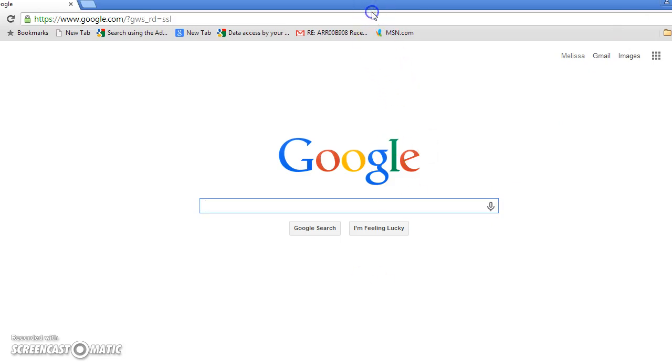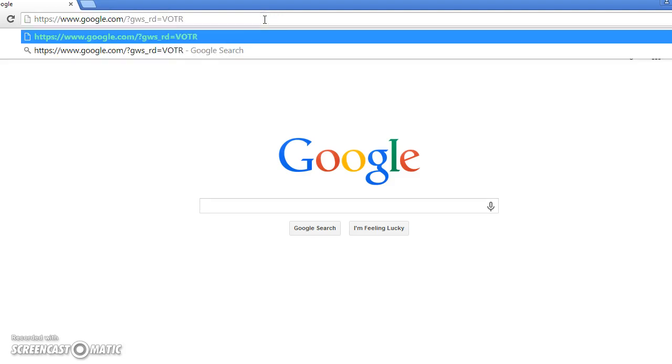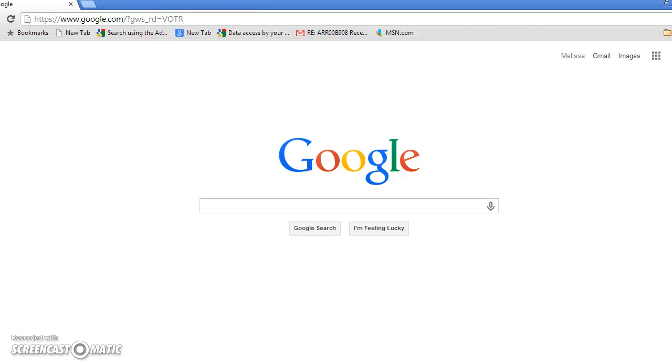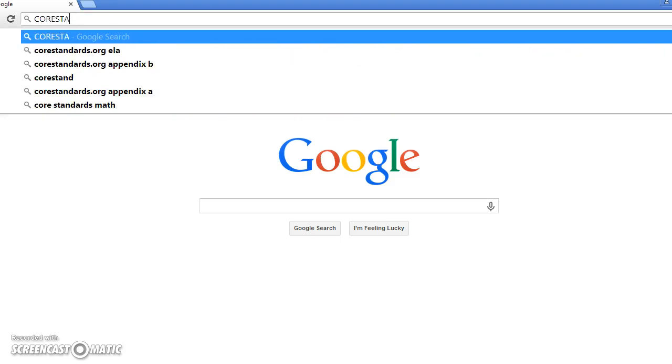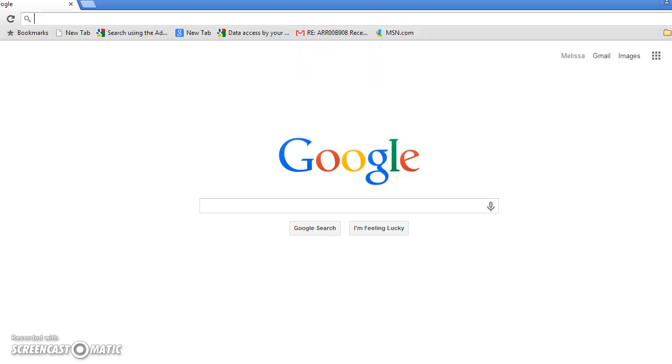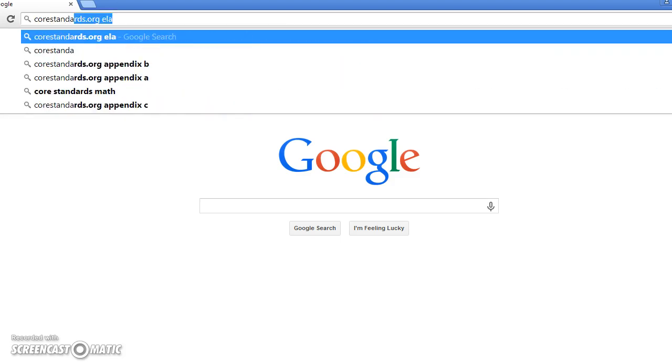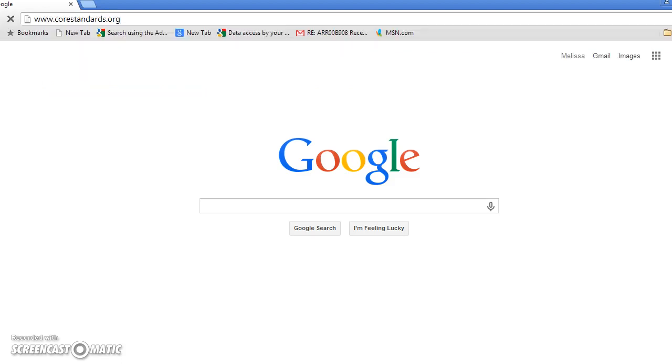The first thing you'll need to do is go to the Common Core State Standards. There are lots of websites out there dealing with the Common Core, but you need to make sure that you're going to the official Common Core website. CoreStandards.org is the website you'll need to go to access the standards.